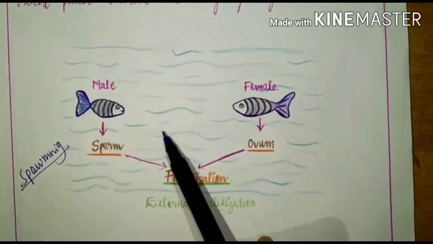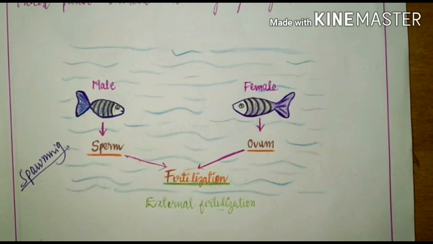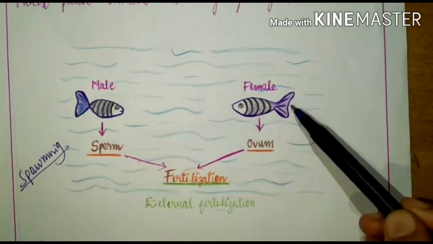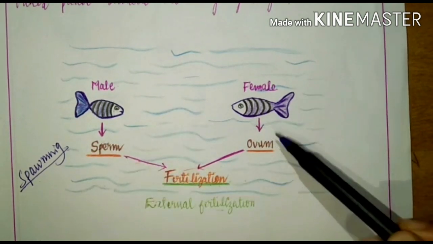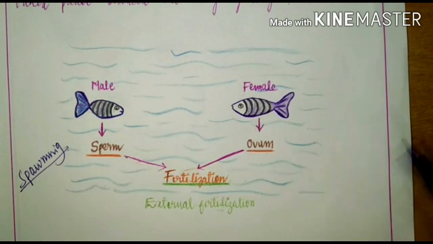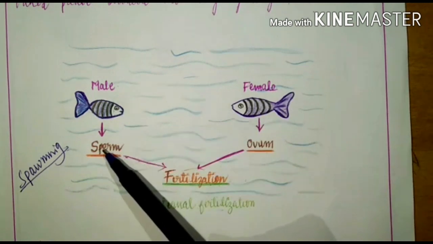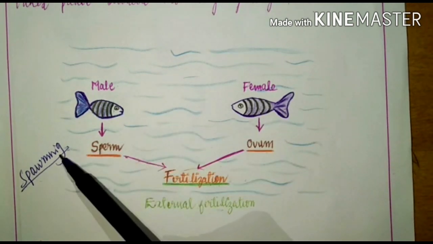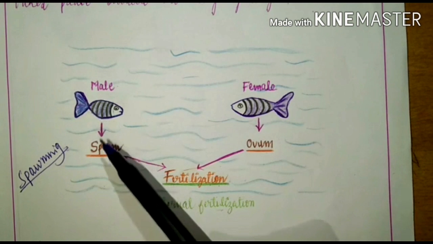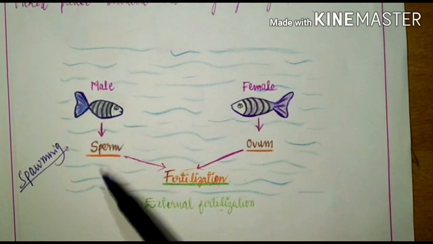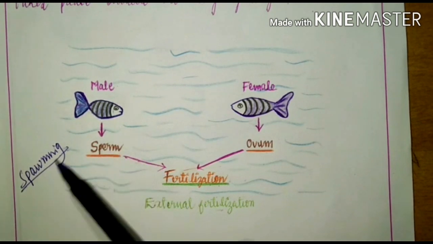What is the external environment here? Water, right? So here also the female fish will shed the ovum into the water. This process we call spawning: shedding of gametes into the external environment. So that process is known as spawning.